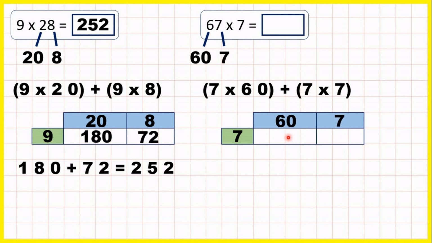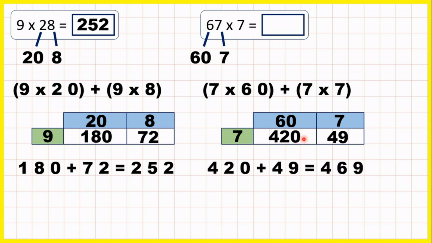Now for this box here, we're doing 7 times 60. That's 420, because 7 times 6 is 42, but then if we have an end zero in our multiplication, we need an end zero in our answer. And now, for this box, we're doing 7 times 7, which is 49. So the last step is just to add up what's in the grid. So 420 plus 49. That comes to 469, so that's our answer.